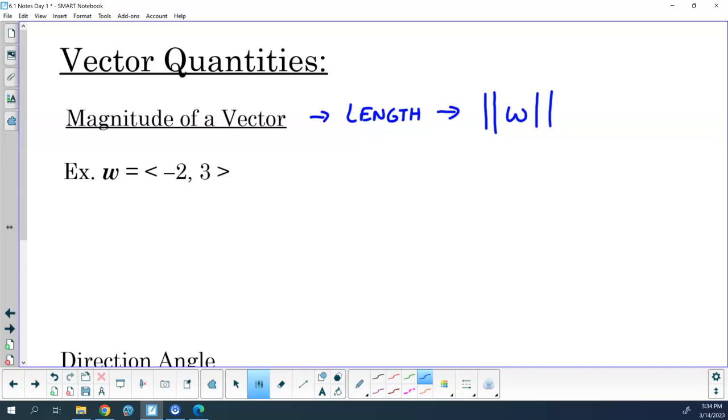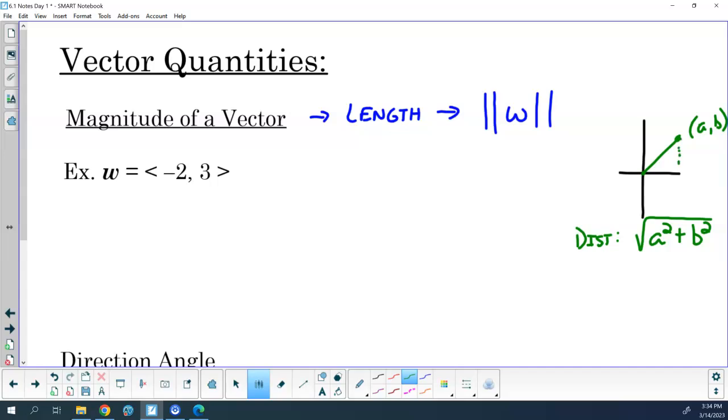Okay? So if we think back to the distance formula, if I've got a point A, B, and the origin, I want to find that distance. The distance is going to be the square root of a squared plus b squared. Okay? Well, that comes from the fact that if we were to make this right triangle here, this distance would be a, this distance here would be b. It's a right triangle, so it's the Pythagorean theorem. A squared plus b squared equals c squared. So c is equal to the square root of a squared plus b squared. Okay? That holds here in magnitude.